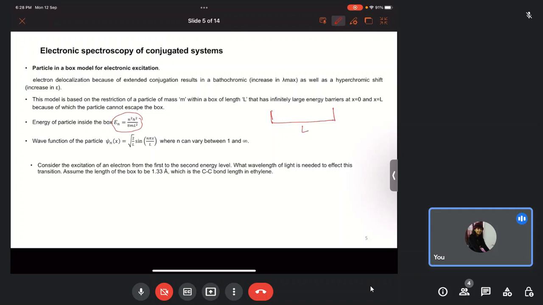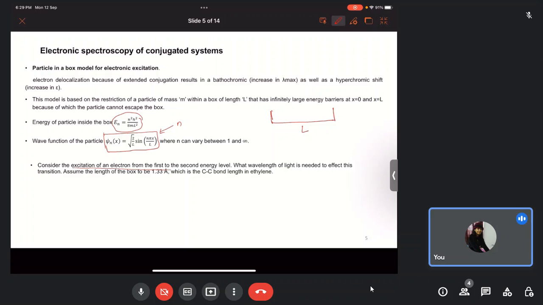The other thing is the wave function associated with this particular particle is given as psi n of x equal to root of 2 by L sin of n pi x by L, where n is the quantum number associated with the wave function, and it can vary between 1 to infinity. So we arrived at this particular wave function, and we have solved the energy of the particle by using the Schrodinger equation.